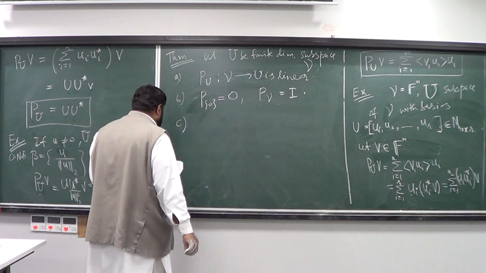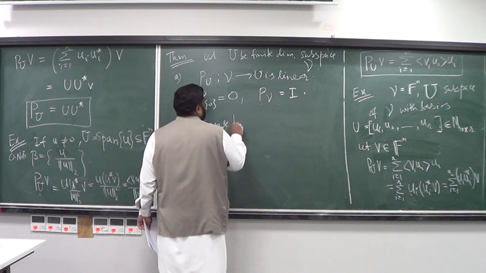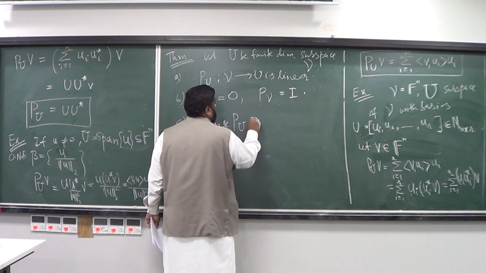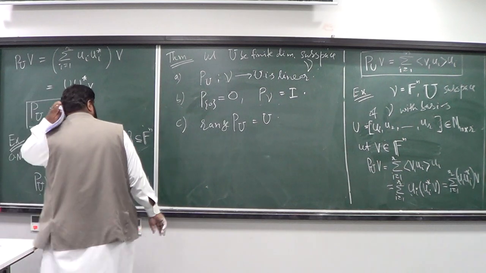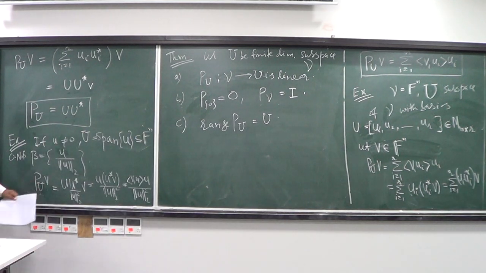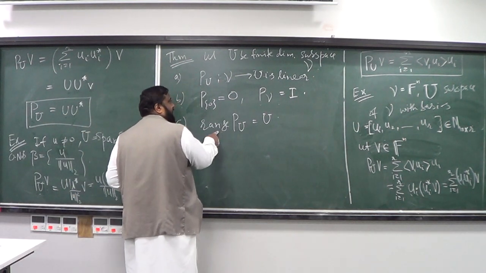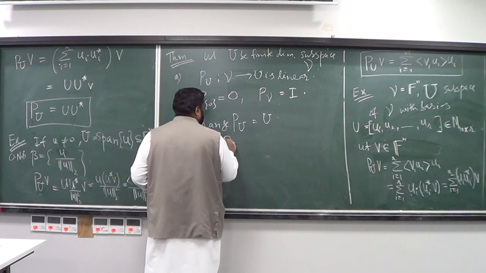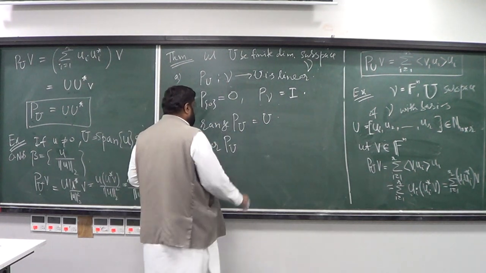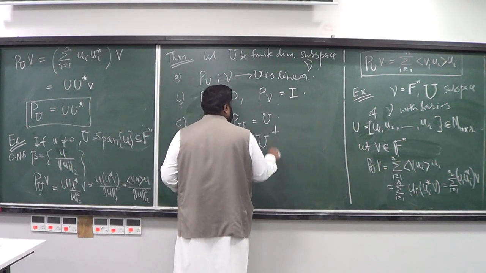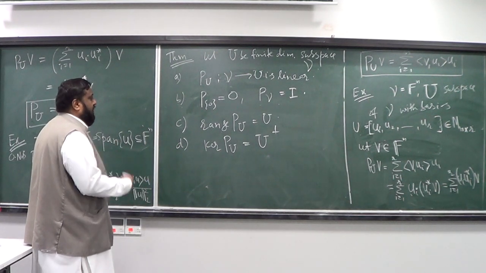C, this is interesting. The range of the projection map P_U is equal to this space U, actually. So the range of P_U is equal to U. D is almost evident, actually. The kernel of the orthogonal projection of the space V onto the subspace U is the orthogonal perp of U, actually. So the range of P_U is U, and the kernel of the orthogonal projection is U perp.